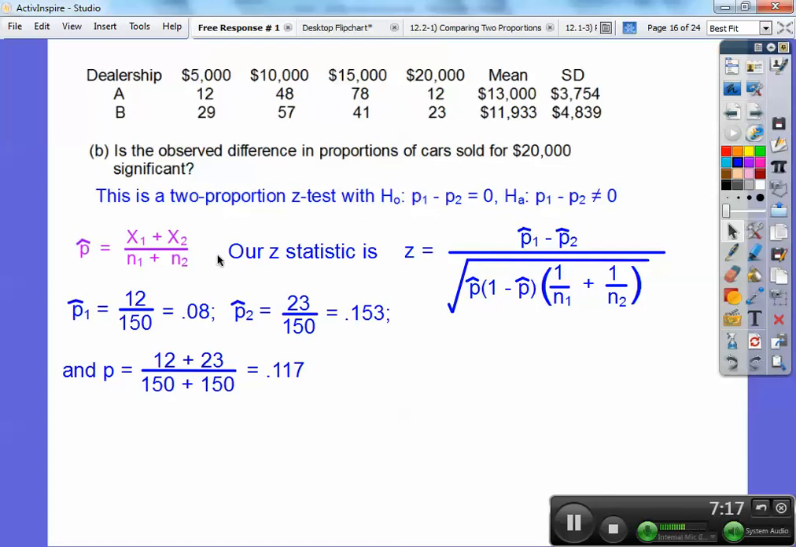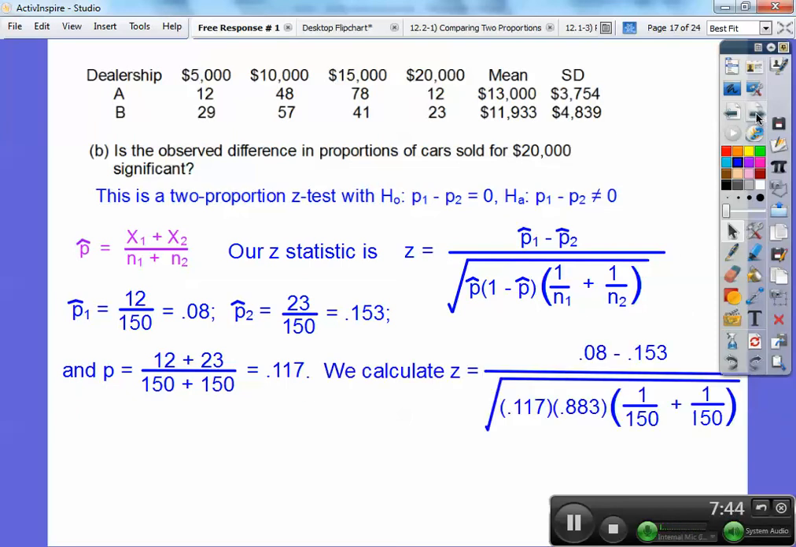So P hat 1 is 12 divided by 150, which is 0.08. P hat 2 is 23 divided by 150. Then my P hat, I forgot to put my hat on it, is x1 plus x2 over n1 plus n2. So I get 0.117. Now just plug it all in to get your z-score statistic. When I calculate that out, I get a z-score of negative 1.97.